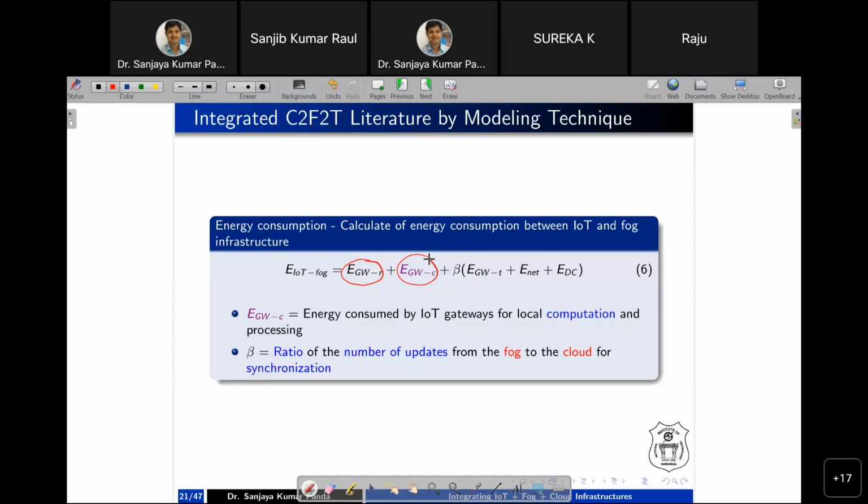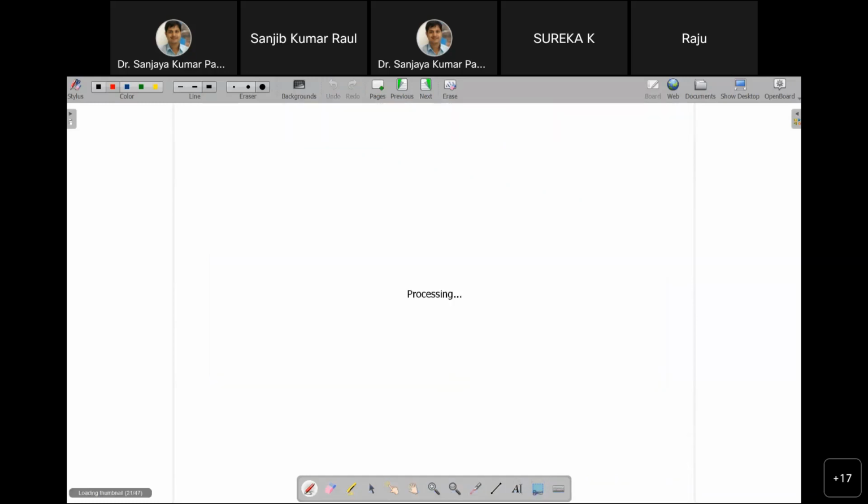And also we are considering a ratio that is called beta here, which is nothing but the number of updates from the fog to the cloud for synchronization. If you want to keep the data in the cloud, temporarily you are keeping your data in the gateway. So in order to accommodate further requests, the data finally needs to be transferred to the cloud. So these are the parameters you need to consider when you are talking about energy.